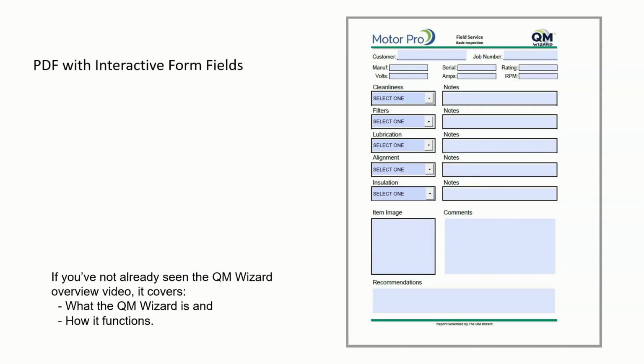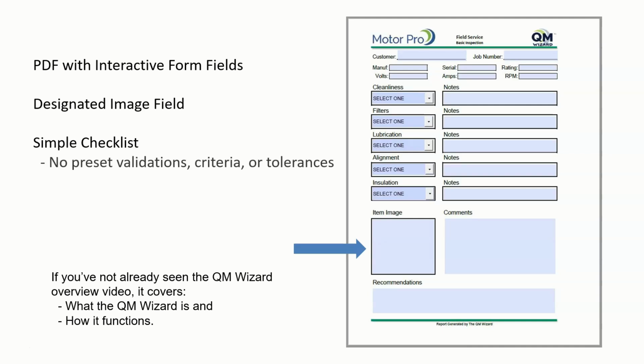This is a PDF with interactive form fields. Note, we have a designated image field. During the demonstration, we're going to take a photo, and when the QM Wizard completes the final report, that photo will be inserted in this box. And again, this is just a simple checklist, meaning there are no preset validations, criteria, or tolerances.